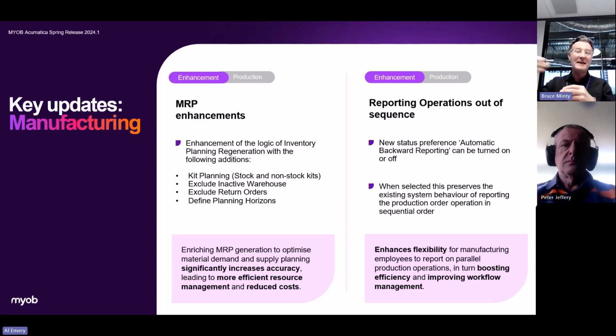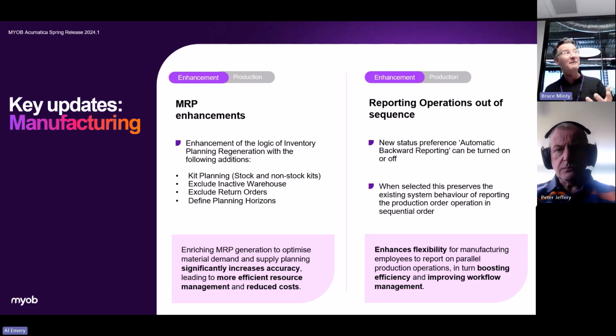It means that you can set that horizon to only consider demand requirements for the next, say, 2 weeks, for instance, without having to run it in perpetuity, or in its entirety, I should say. And then running a full regeneration process, and that can certainly take a lot longer. So there's some efficiency gains there as well. The other one there, on the other side of the screen, is about reporting operations out of sequence. That's an interesting one.